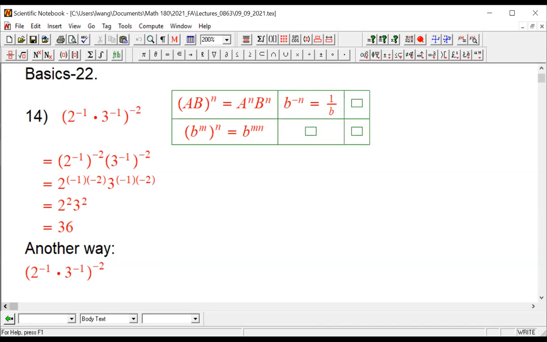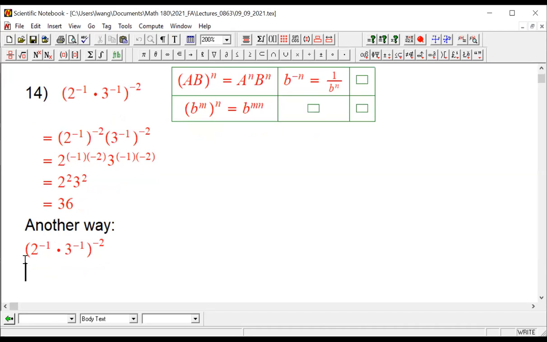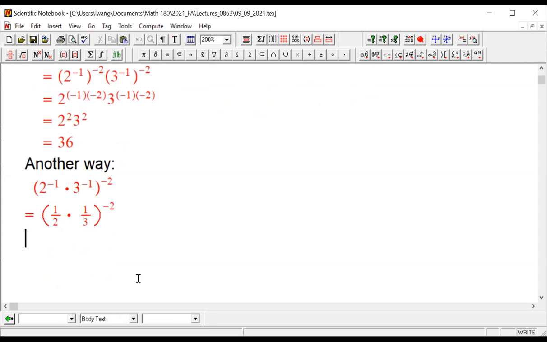1 over b and b to the power of n, right? Okay, so you can use that. If you use that, you can rewrite the whole thing. 2 to the power of -1 will be 1/2, isn't it? Yeah, 3 to the power of -1 will be 1/3. And then you take care of the inside of the parentheses first, and you will have 1/6 inside, and then to the power of -2, right?